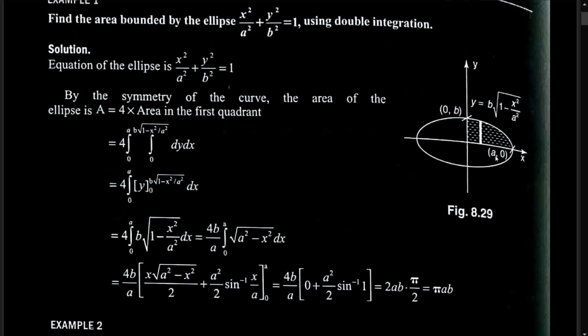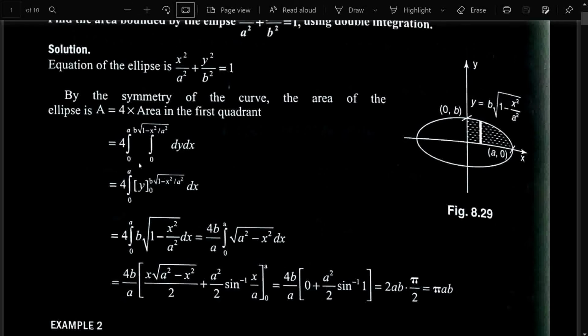In an ellipse, these four areas are the same. So just by finding the first area and multiplying it by 4, we can get the total area of the ellipse. So let's start. Double integral 0 to b of root of 1 minus x square by y. This is nothing but the equation of the ellipse.